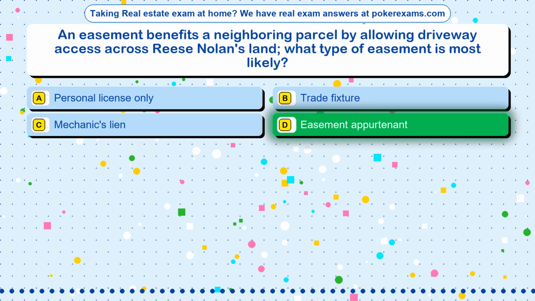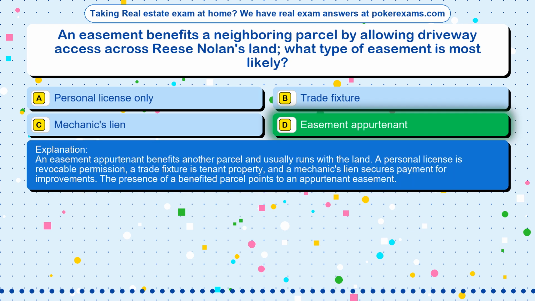The correct answer is option D, easement appurtenant. An easement appurtenant benefits another parcel and usually runs with the land. A personal license is revocable permission, a trade fixture is tenant property, and a mechanic's lien secures payment for improvements. The presence of a benefited parcel points to an appurtenant easement.